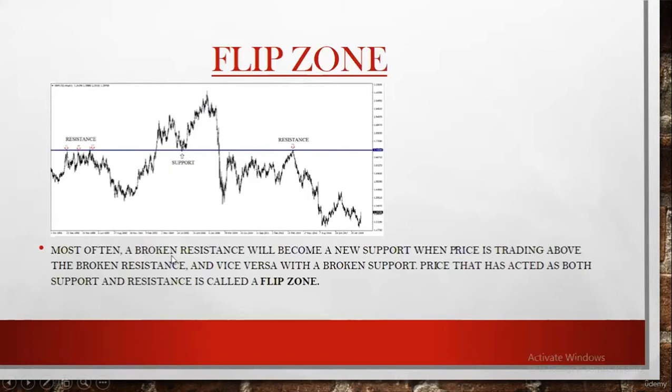Okay. Most often a broken resistance will become a new support when price is trading above the broken resistance, and vice versa with the broken support. Price that has acted as both support and resistance is called a flip zone. So that's a flip zone. As you can see, that particular price has acted as both support and resistance. So that's your flip zone. Okay.